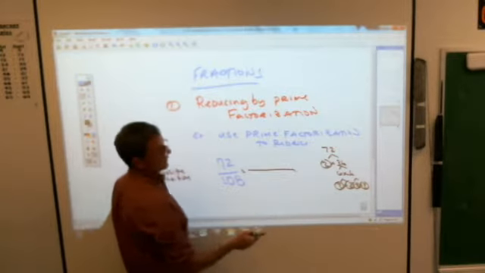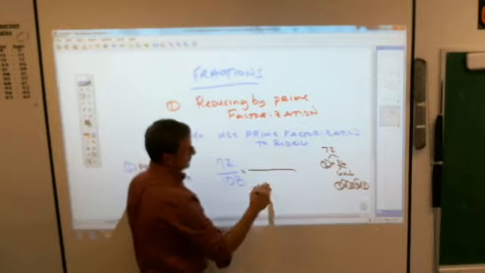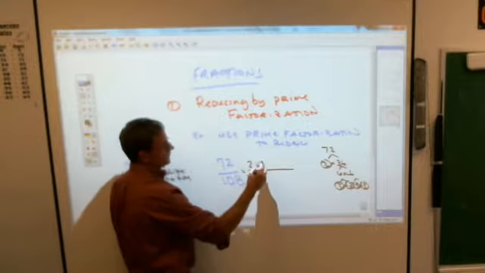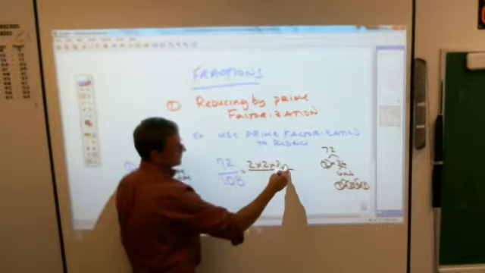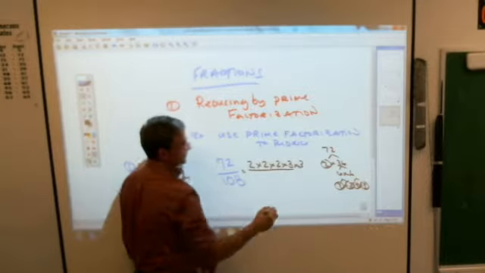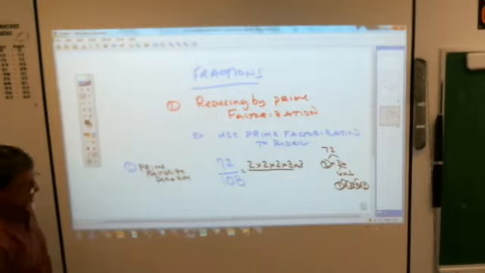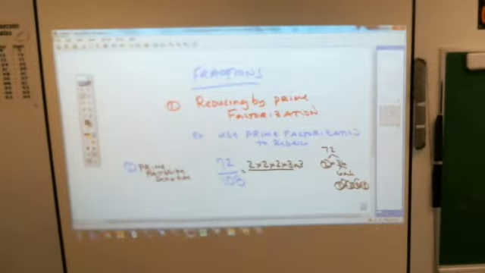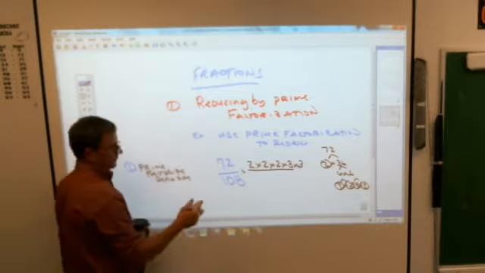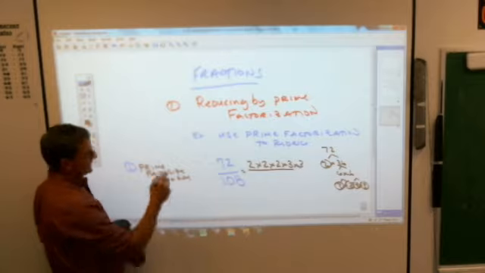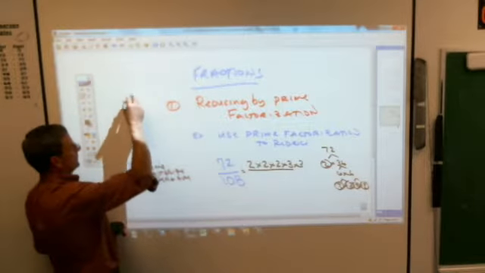Which means this. 72 breaks down to what? 3 2s and 2 3s. 3 2s and 2 3s. Correct? You can agree or disagree. Yes. Very good. Thank you very much. So I wrote that up there. Then I have to do the same thing with 108. Let's do that over here.